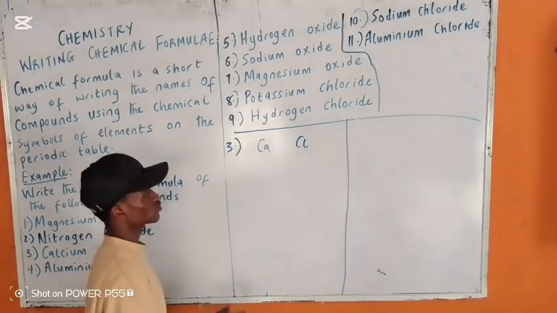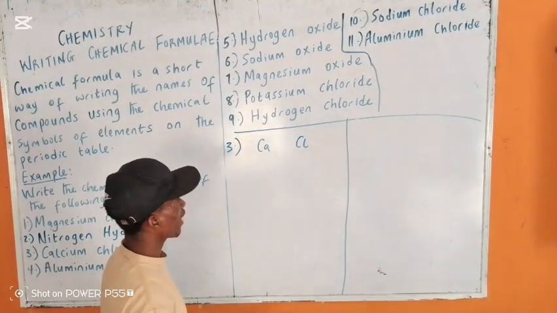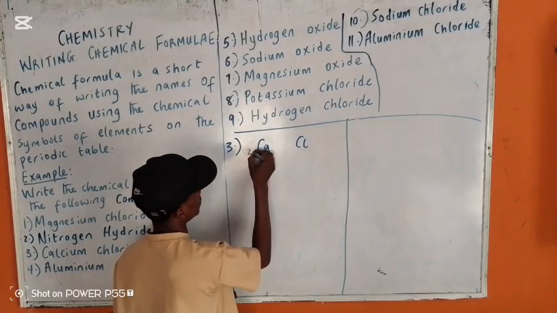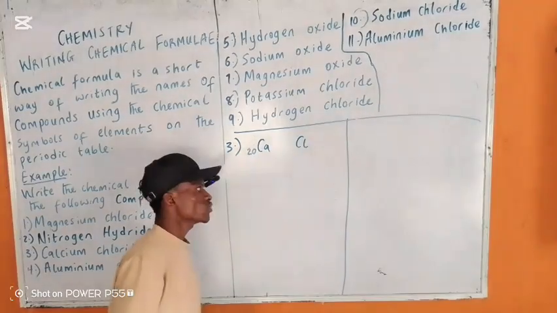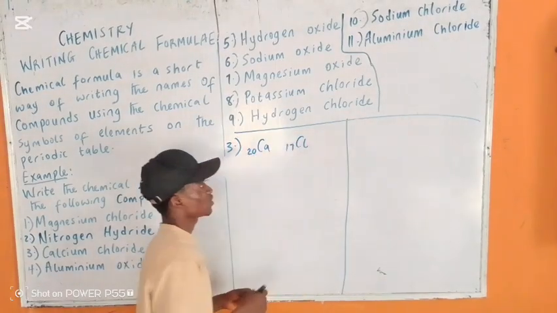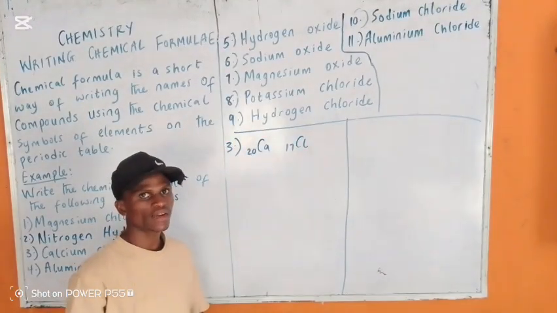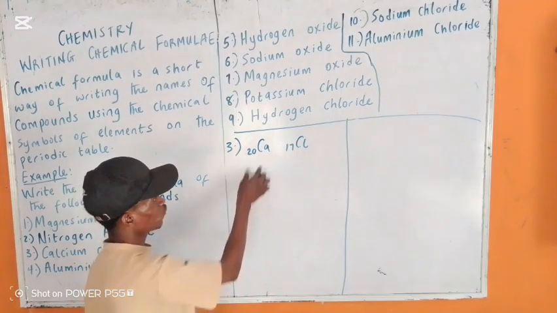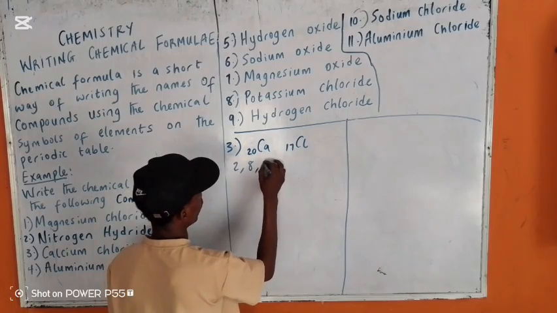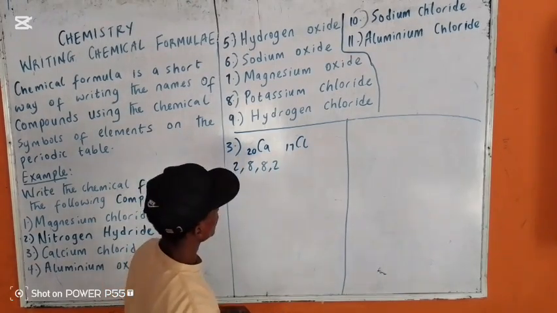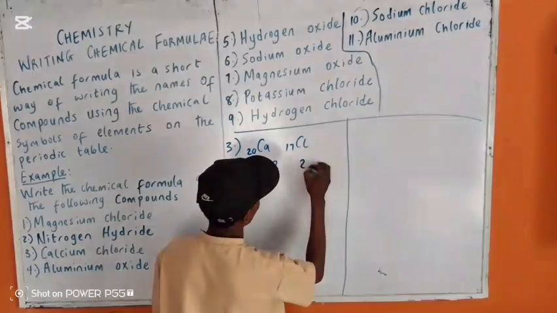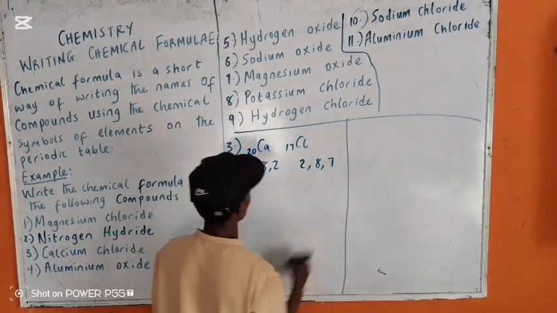Now, what is the atomic number of calcium? That is number 20. What is the atomic number of chlorine? That is 17. Now, with the K L M N configuration for calcium, we have 2, 8, 8, 2. For chlorine, we have 2, 8, 7.